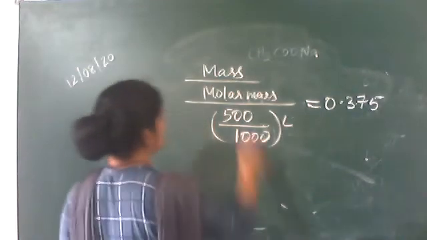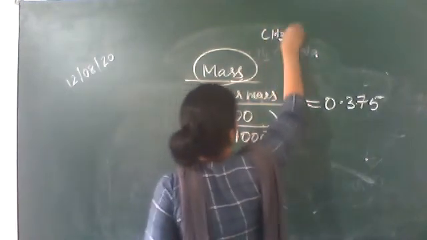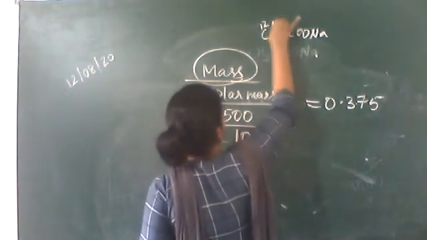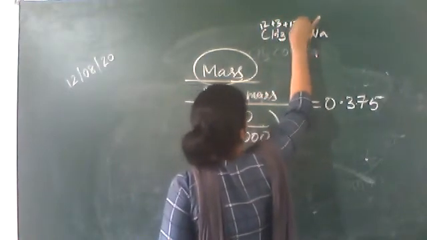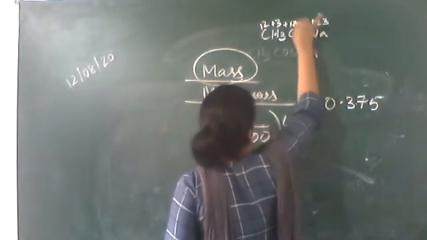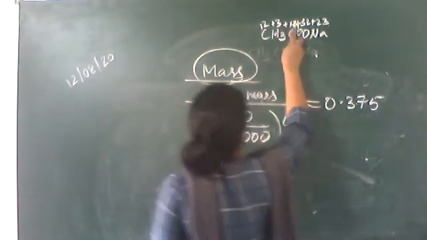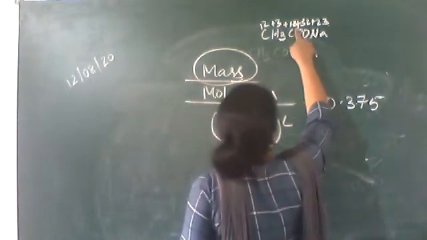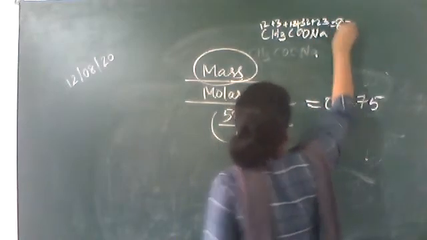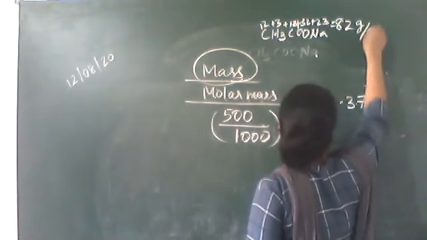So you have to find out the molar mass of CH3COONa. You have to calculate that: 12 plus 3 plus 12 plus 16 plus 16, 32, plus 23, that is 82. 82 grams per mole. This is 82 grams per mole.